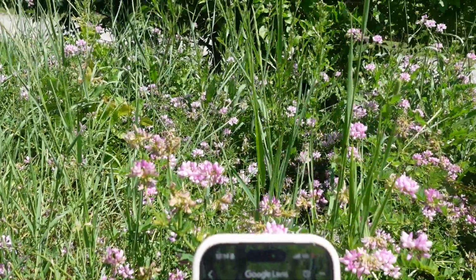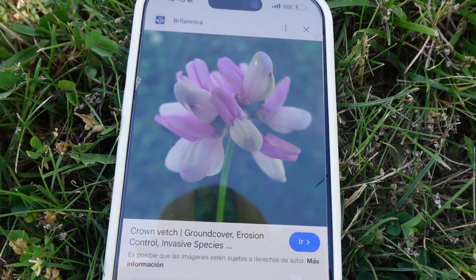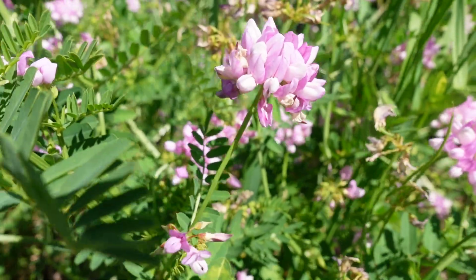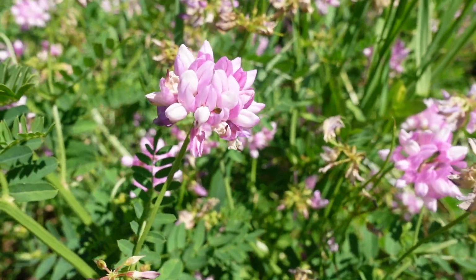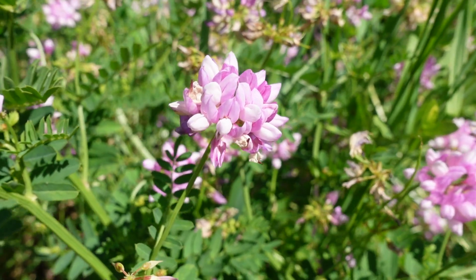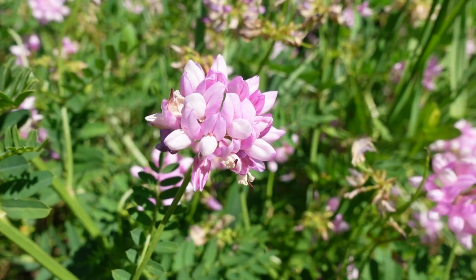I'm taking a picture of the flower. Okay, this flower is called the crown vetch. I wonder if crown vetches can be different colors. I've only seen them in purple, a light purple.